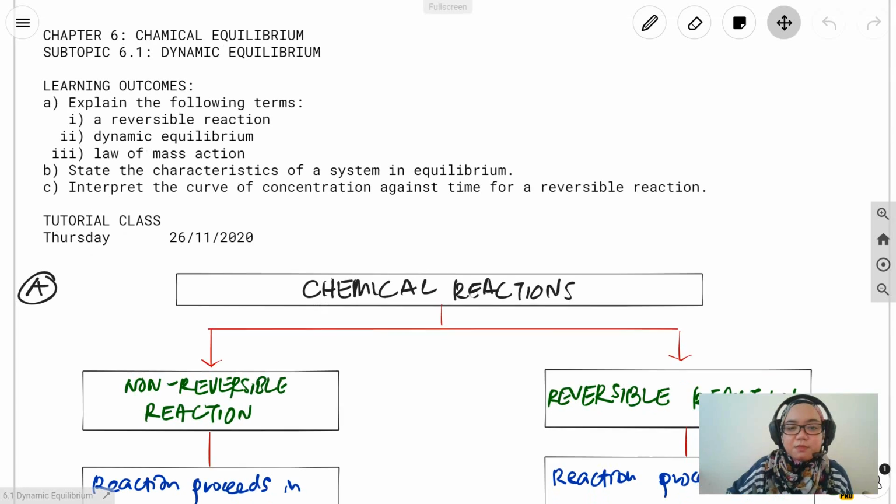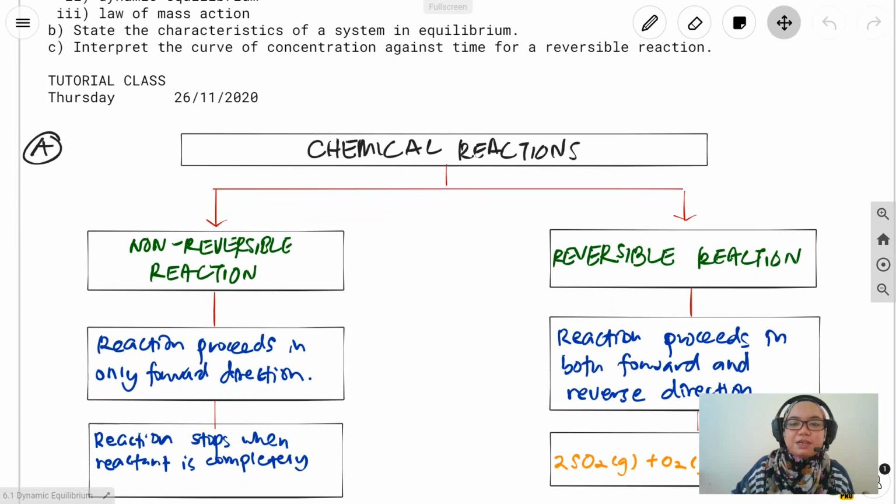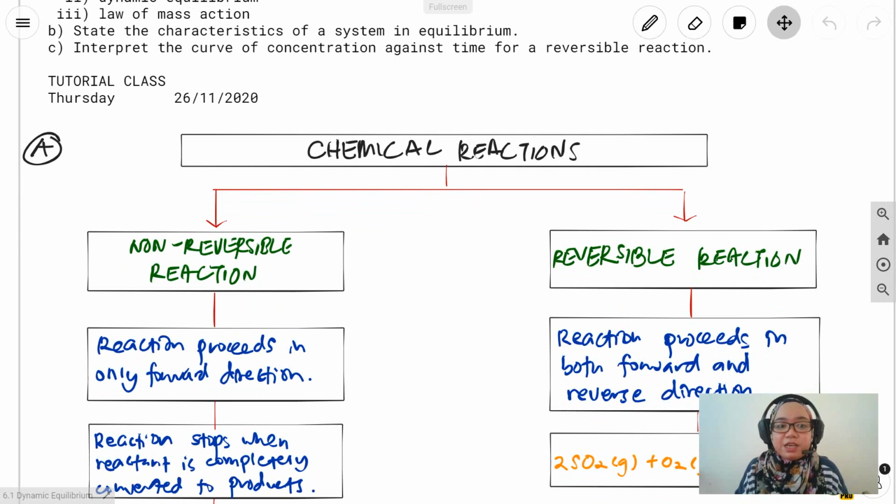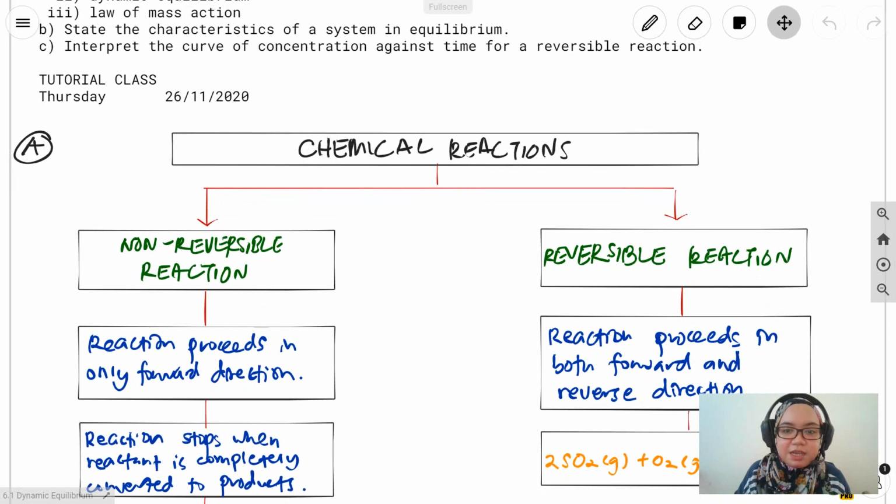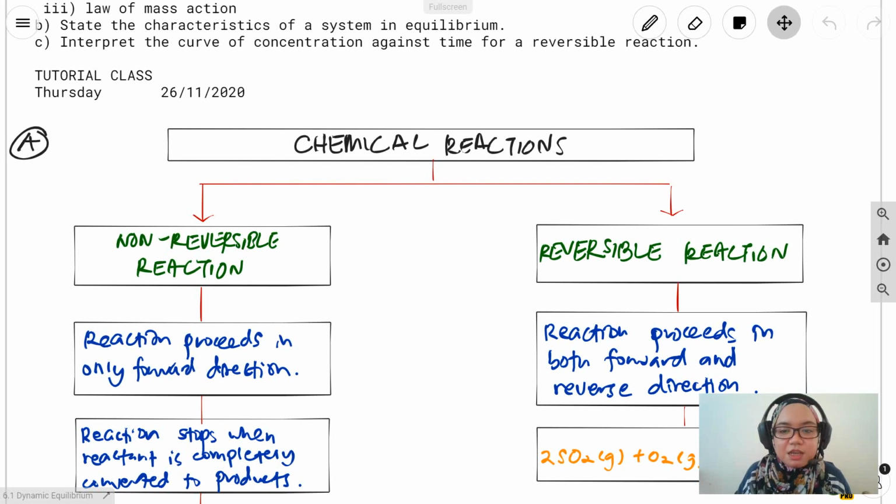Alright, so when we go into chemistry, there are two types of chemical reaction. The first one is non-reversible reaction, and the second one is reversible reaction. Most of the time, the chemical reaction is a reversible reaction. However, some reactions may be non-reversible. So let's see what's the difference between non-reversible reaction and reversible reaction.